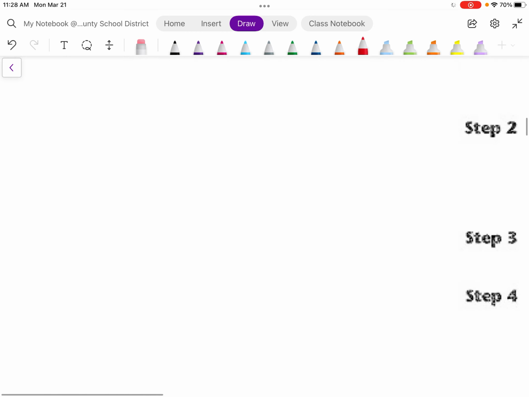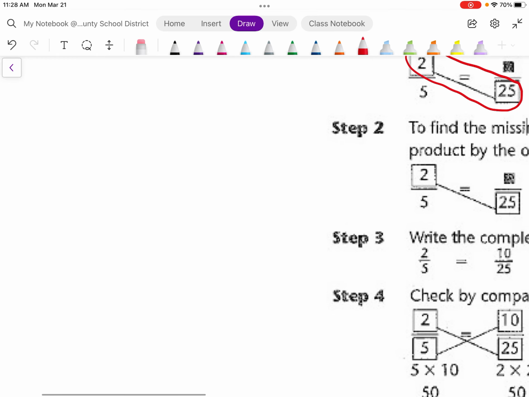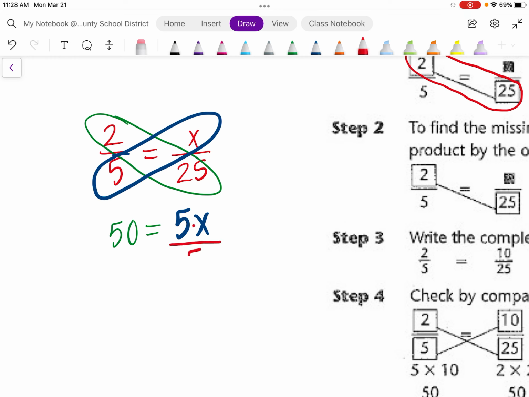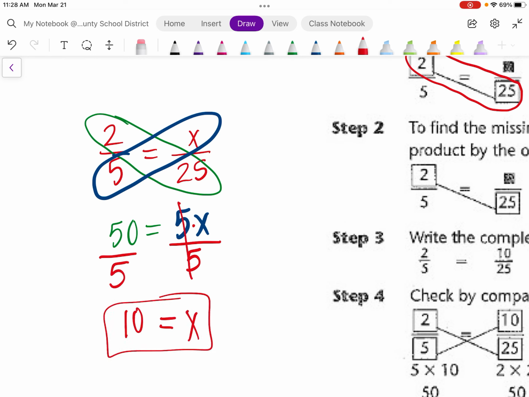I actually don't like the way they're doing it there, so let me do it off to the side. 2/5 equals x over 25. Sorry, let's do that again. So 2 times 25 is 50. And then I'm going to cross multiply this way. 5 times x is just 5x, right? 5 times x, the opposite of multiplication would be to divide both sides. So then x comes out to be 10. I think this is the easier way.